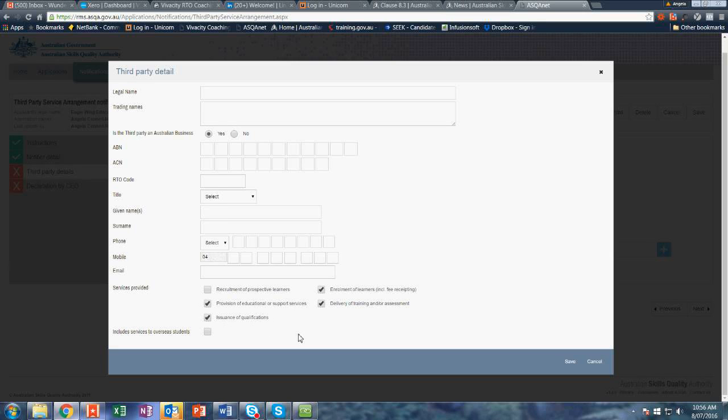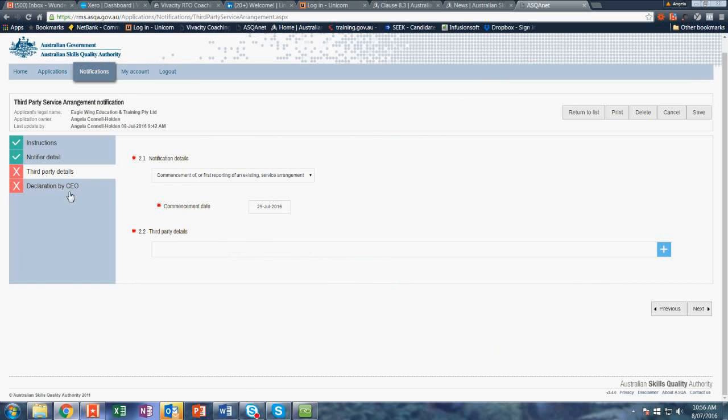They shouldn't be, I don't know why this is here, issuance of qualifications unless you have some sort of arrangement in place with ASQA that they can issue certificates. So this one shouldn't really be ticked. I think if you did tick it, it would actually flag something with ASQA and they'd be in contact with you to actually identify why are they issuing certificates on your behalf. And it may be that it includes services overseas of qualifications. I won't be able to enter that because I haven't actually put all the details in.